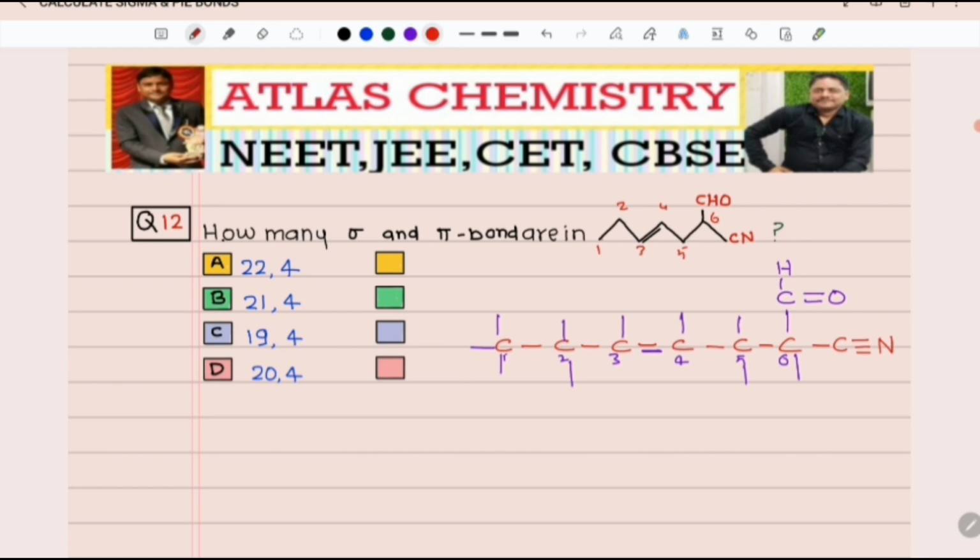So if we count the total number of pi bonds first, here is 1 pi bond, here is 2 pi bonds, and one more, so there are 4 pi bonds. But in all the options it is given 4 pi bonds. So first we have to count the sigma bonds. So now count sigma bonds.